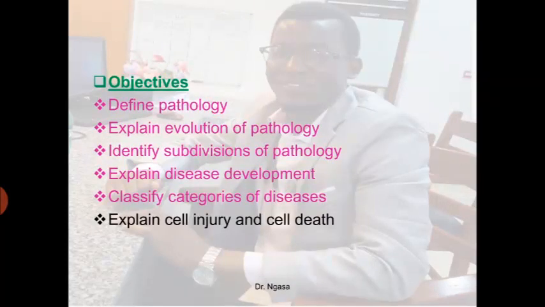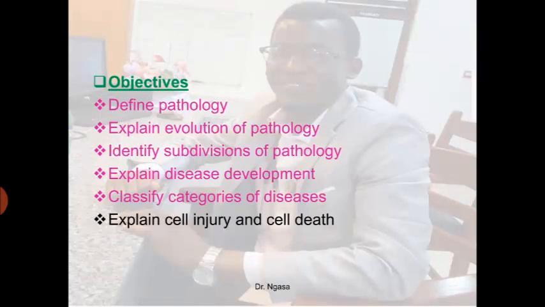On this topic of Introduction to Pathology, we have our objectives through which we will be passing. Our objectives are as follows. The first objective is the meaning of pathology, whereby you as a student are supposed to understand how to define the term pathology. Another objective is the evolution of pathology, where at the end of this discussion you are supposed to know how to explain the evolution of pathology.